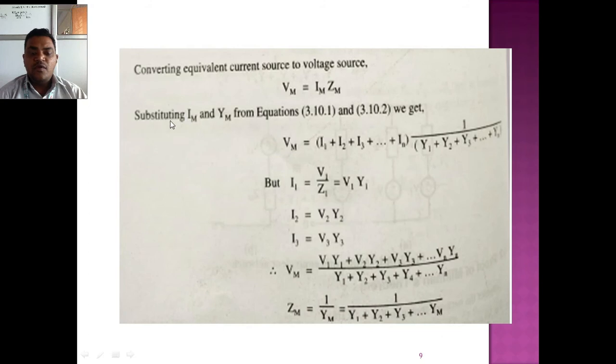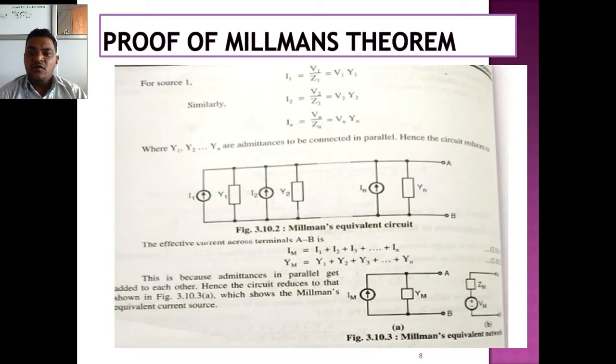Substituting Im and Ym into the equation, V of M is equal to I1 plus I2 plus I3 up to I of N upon Y1 plus Y2 plus Y3 up to Y of N. But I1 is equal to V1 upon Z1, which is equal to V1 Y1. So I2 is equal to V2 Y2 and I3 is equal to V3 Y3. Writing I1, I2 and I3 in terms of the voltages and admittances, I1 is V1 Y1 and I2 is V2 Y2.